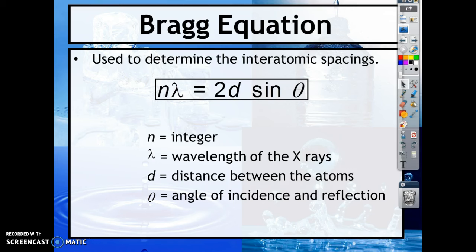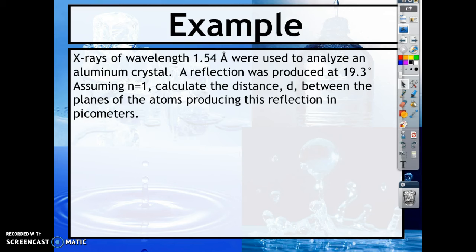and this angle. So if I'm able to measure my wavelength and my angle of deflection or reflection, I can figure out the distance between atoms, and that's really important to understanding the strength of special alloys or crystals. It can just be super important in science. So here's an example of how we can use it.